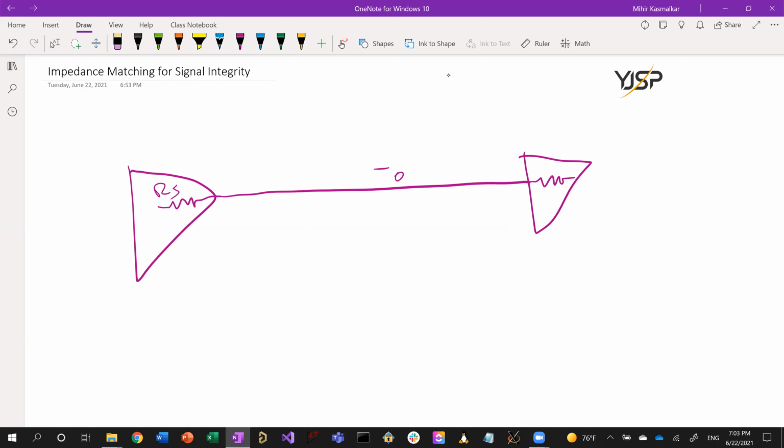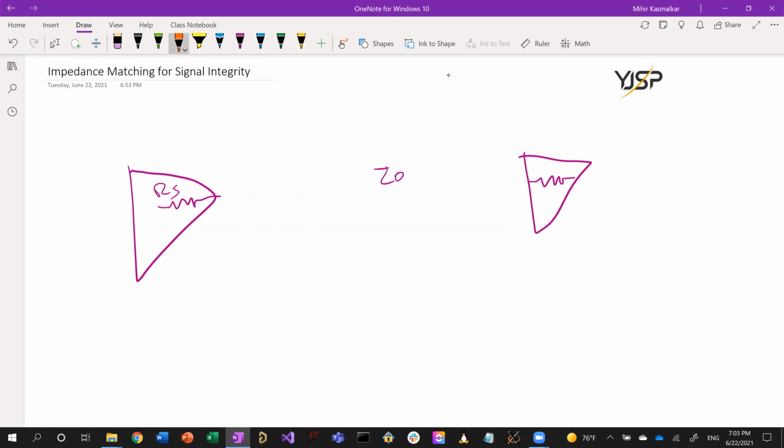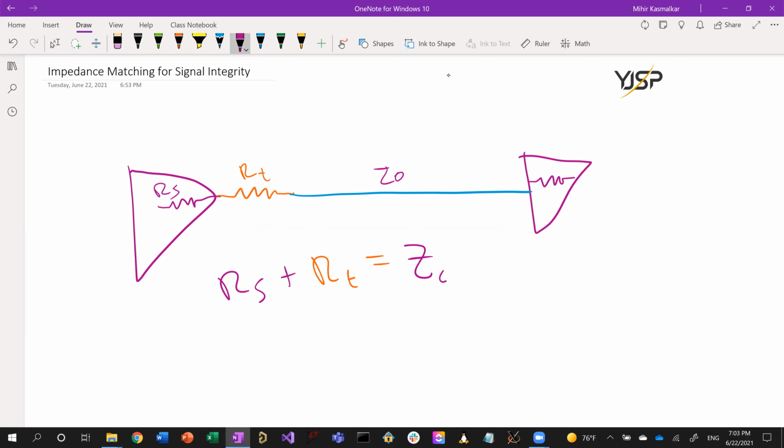If there was no mismatch at this point, then you would have the wave going forward. I guess I erased that. So you have the wave going forward, goes back, and nothing happens because there's nowhere to reflect from if these two were matched. The way you can match them is you put a series resistor here. And this resistor, RT, what you do is RS plus RT is going to be equal to Z naught. And so that way, this combination of these two resistors is just Z naught.